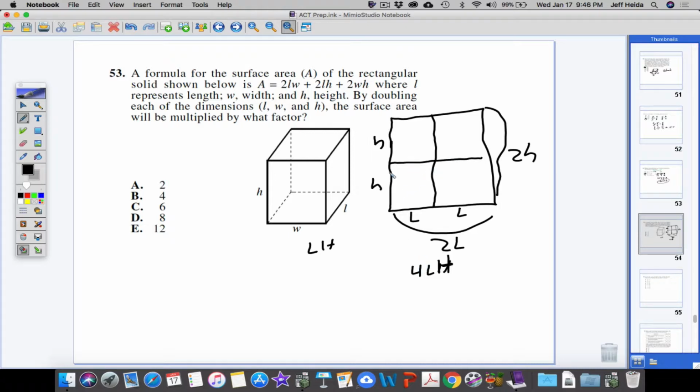And I drew it like this so you have a cube. This is the original. If you go twice the height and twice the length, it's 4 times bigger. So the answer to 53 is B, 4 times bigger. Not intuitively obvious, you need to draw that out to make sure you understand what you're doing.